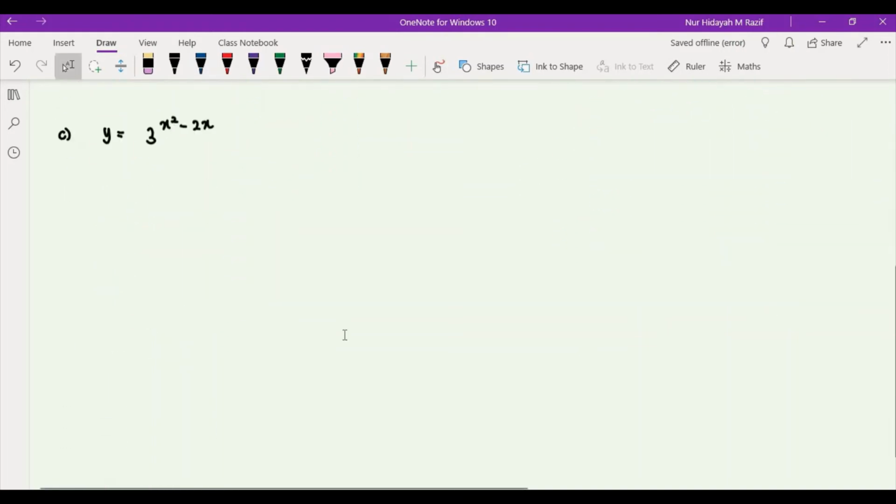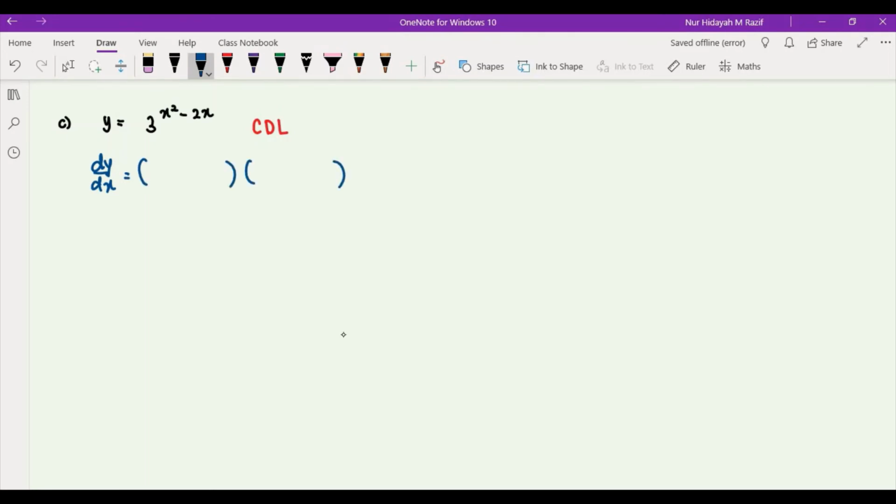For the third question, you are given in the form of y equals to 3 power of x squared minus 2x. And again, we copy, we differentiate, and then we take ln of our base. So dy/dx is equal to, just put the three brackets first. And then you can just copy 3 power of x squared minus 2x. Differentiate power, so d by dx of x squared minus 2x. And then last, we are going to take ln of our base, which is 3.